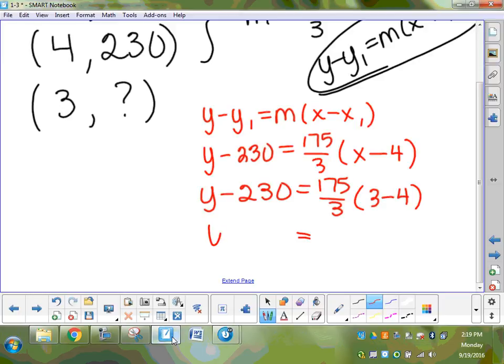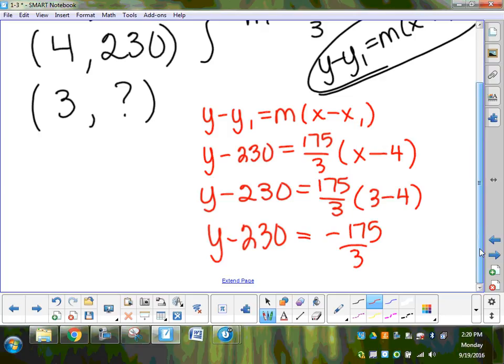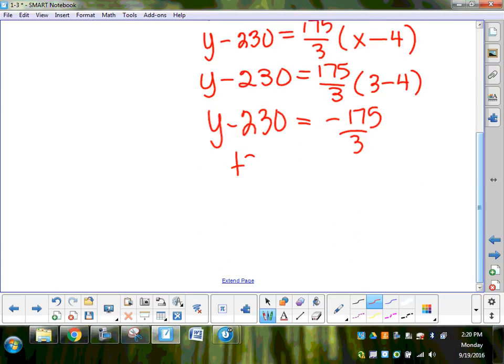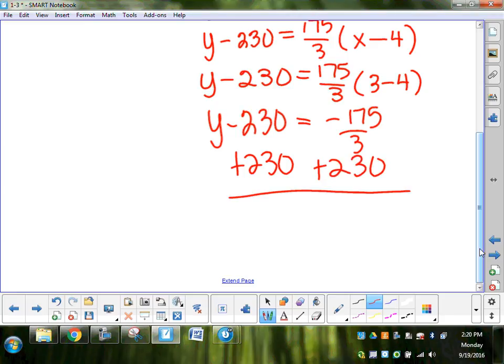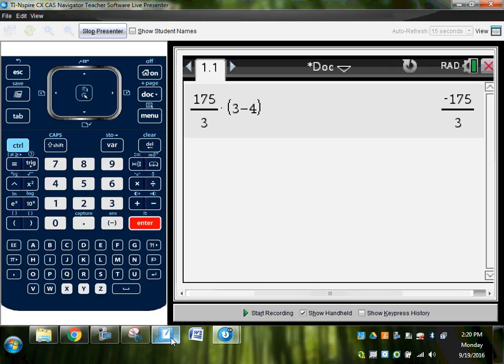Now, I've got y minus 230 is going to be equal to, this ends up being negative 175 over 3. What do I need to do in order to solve? Add 230 to both sides. So let's add 230 to both sides. Again, the calculator handles these big numbers wonderfully. So you're going to get y is equal to, so go through and take that amount and hit plus 230 and hit enter.